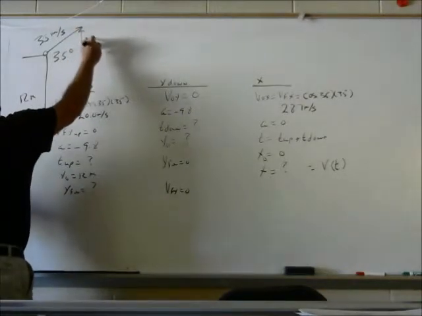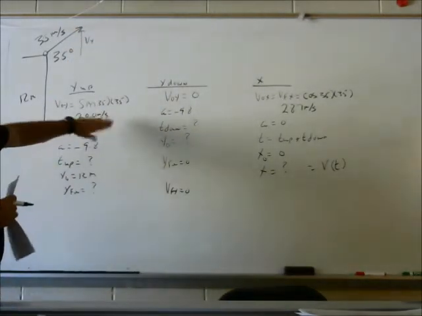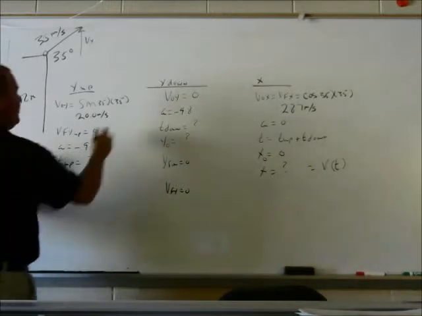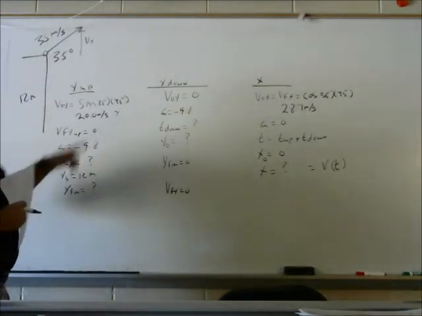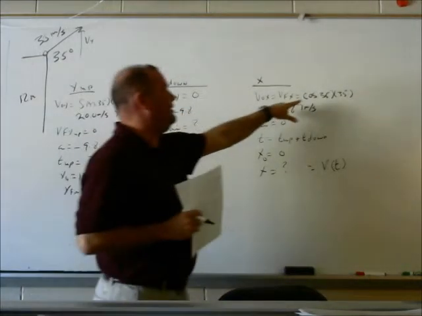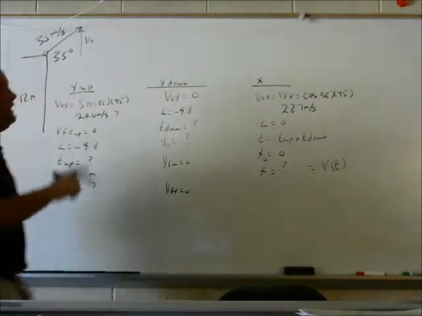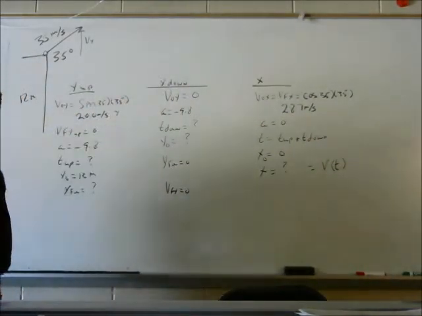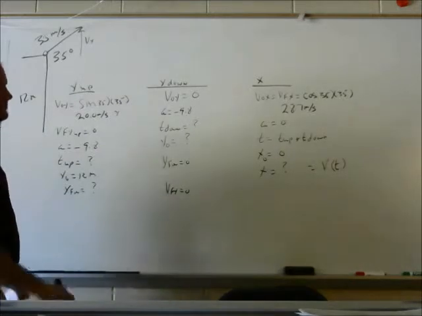The y component would be sine 35 times 35, or 20 meters per second. That would be my initial velocity y. My x component would be cosine 35 times 35, or 28.7 meters per second. It's going to go at that x velocity all the time until it hits something.